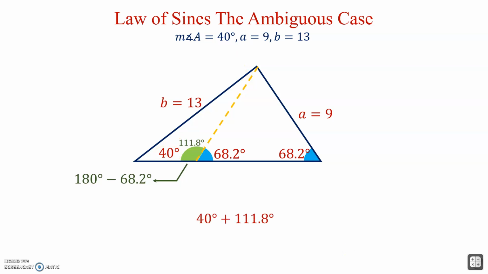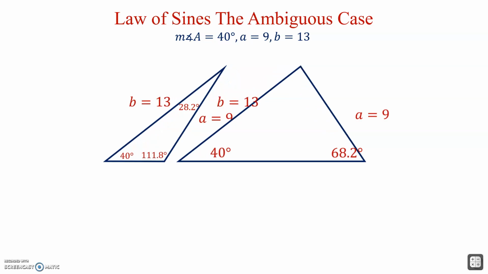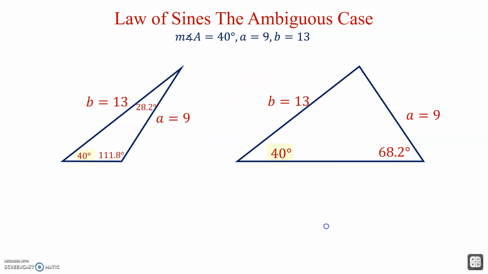And so we'll use these two angles to find this third angle here. Again, these two angles here have to add up to be something less than 180. Because it is, we know for certain this second triangle does exist. So, to find that third angle, we'll subtract that 151.8 from 180. That gives us 28.2. So, we can see the two separate triangles. They both have the 40 degrees, the 13 for B, and the 9 for A.